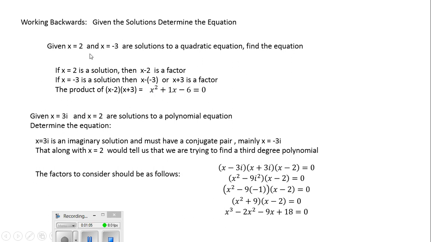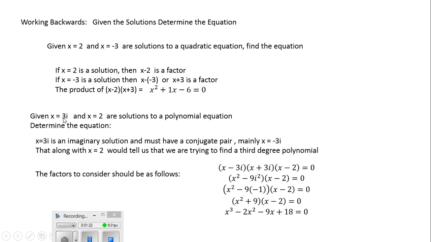So you get the idea. If you have the solutions, x minus that value is a factor, and the product of all those factors would give you the polynomial in question, in this case, the quadratic. Okay, let's work with another one.